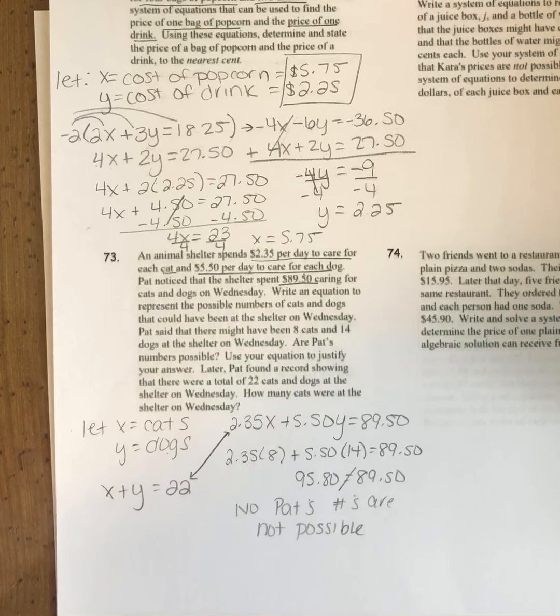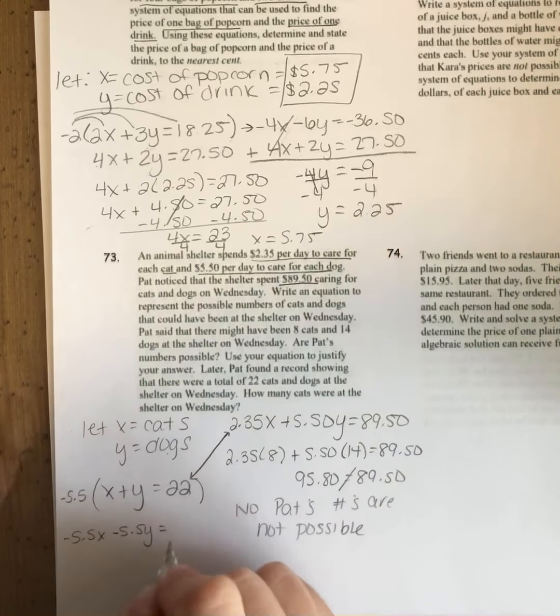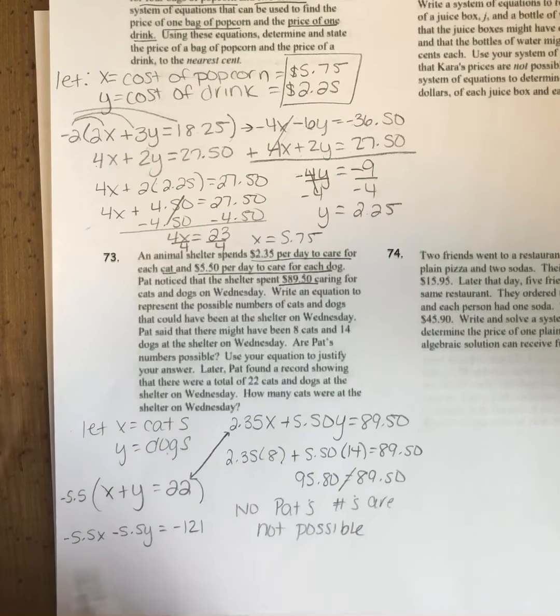Well, we want the number of cats, so we want to eliminate the dogs out of the equation. So I'm going to use my elimination method to get rid of my y's. So I'm going to multiply this equation by negative 5.5. When I do that, I get negative 5.5x minus 5.5y. And when I do negative 5.5 times 22, we get negative 121. And I'm going to add that to this equation up here.